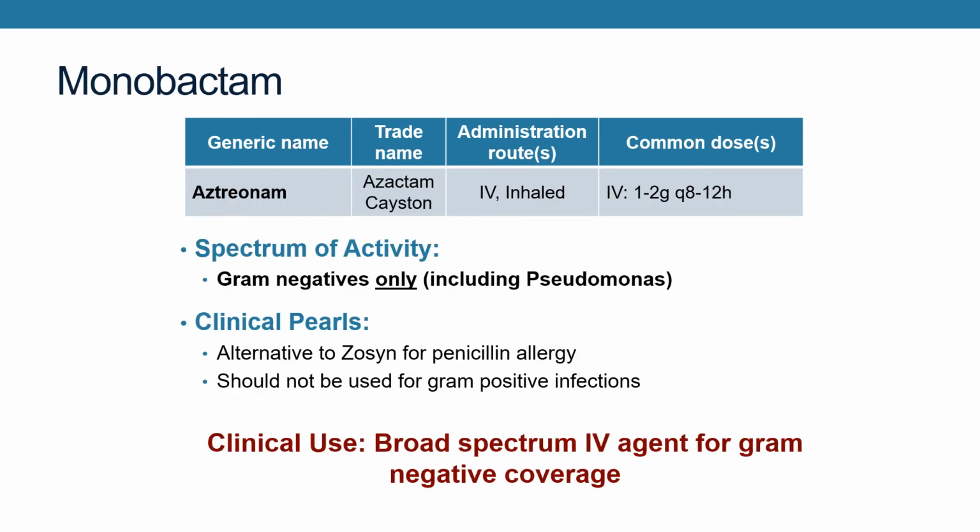The last class of beta-lactams that we'll talk about are the monobactams, and aztreonam is the drug to know in this class. Aztreonam only has activity against gram-negative organisms, but that does include Pseudomonas. It is most typically seen being used in penicillin-allergic patients as kind of an alternative to Zosyn, which is piperacillin tazobactam, plus an agent that covers gram-positives broadly, such as vancomycin. It is a very expensive agent, and clinically it should be reserved for those who cannot tolerate other agents that have similar coverage, or when there's no other alternative available.